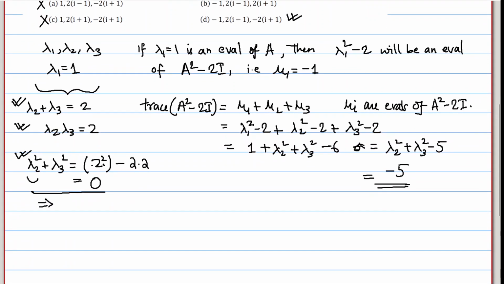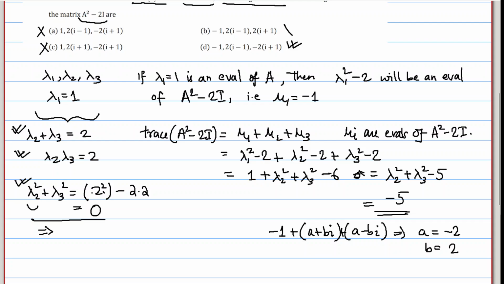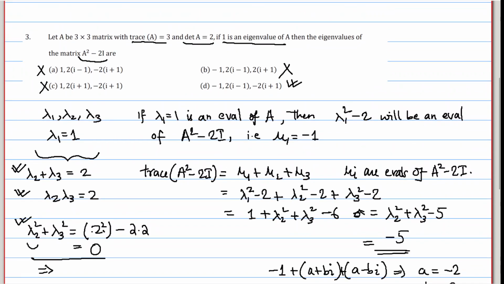Right. What does that mean? That means the sum of eigenvalues should be minus 5. But you already have minus 1, right? So the other values should be complex conjugates, a plus bi and a minus bi. Now you can observe that this implies a should be equal to minus 2, and b should be equal to 2. That means option D. Is this fine?